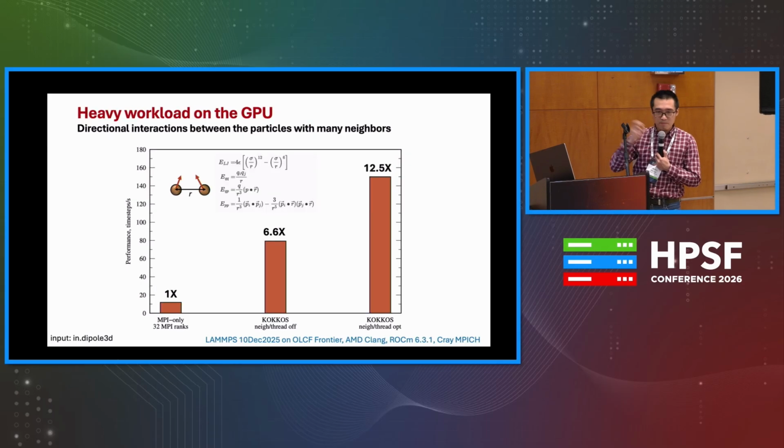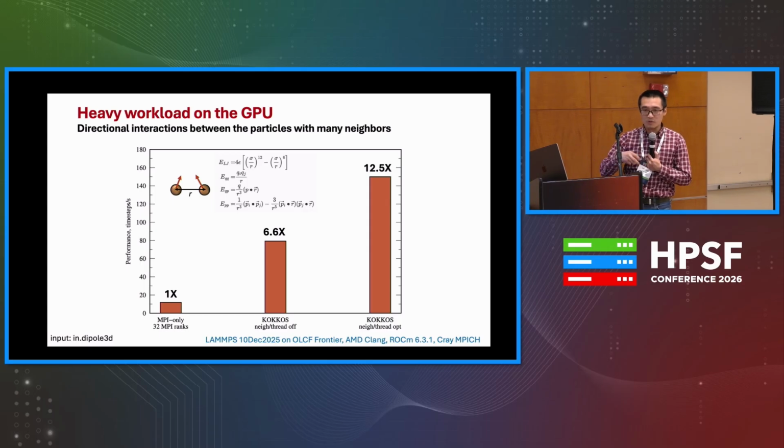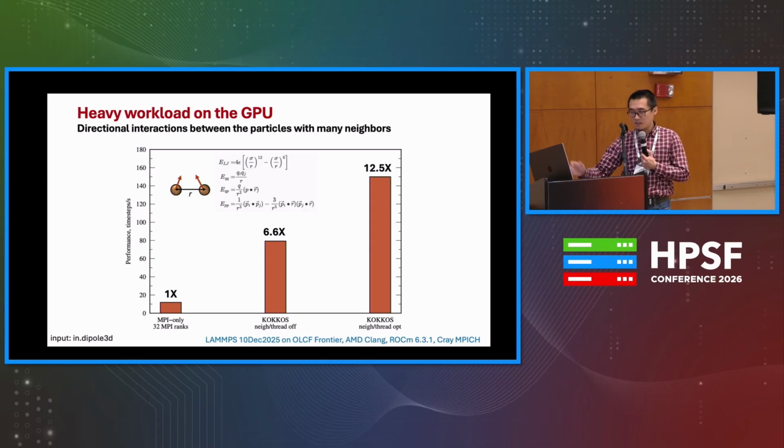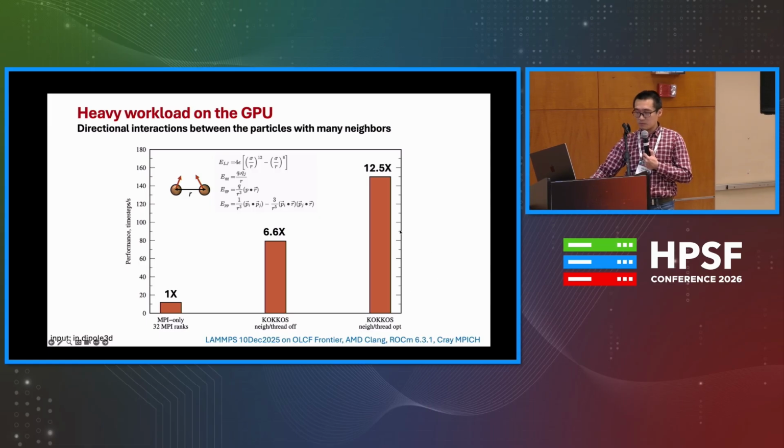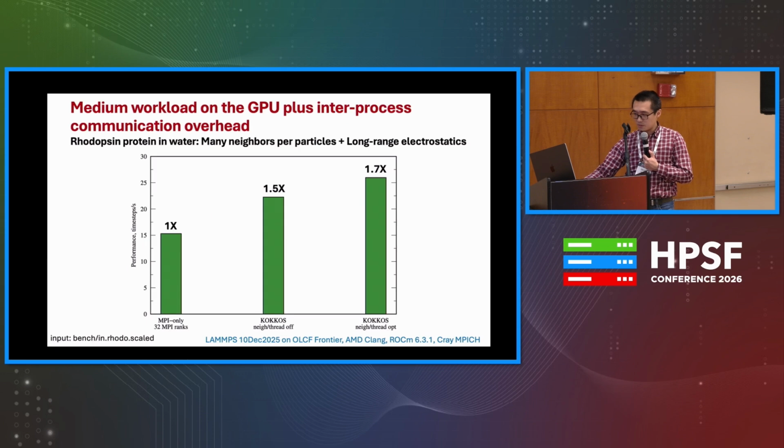And if you jump up the workload that is offloaded to the GPU, you can see the speed up is even more significant, going from 6.6 times compared to 32 ranks to 12 times faster. So let's say double the speed up compared to not scanning over the parameters. And the most challenging part is when we have long range electrostatics. The speed up is there, not very remarkable, but something.